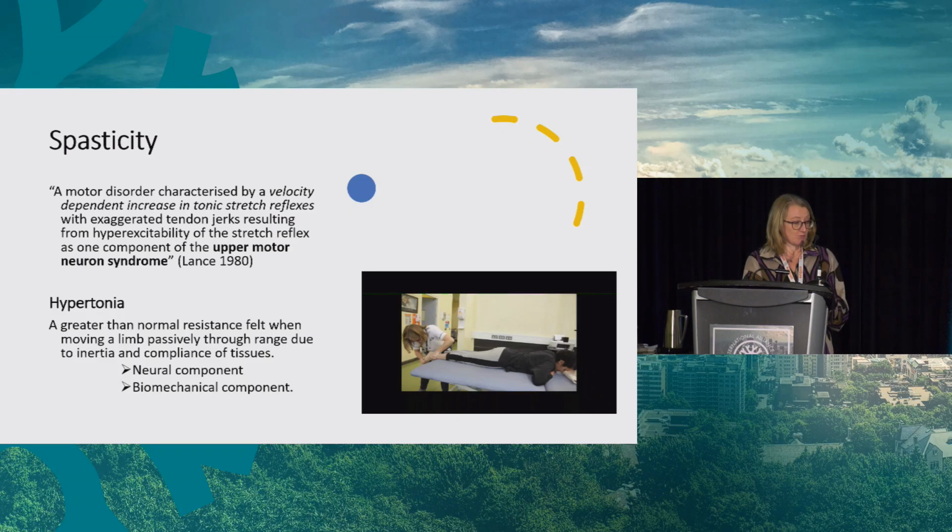But it's always important to remember that you've got a neural component, driven by the nervous system, and then you've got the biomechanical component. Just because of immobility and inactivity, you can have muscle stiffness that can develop that you also have to manage.